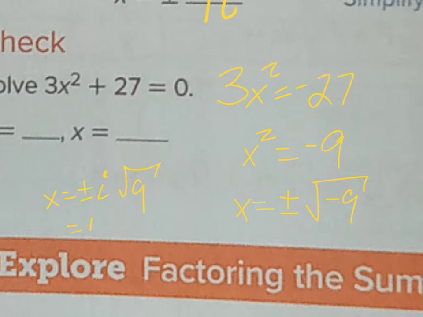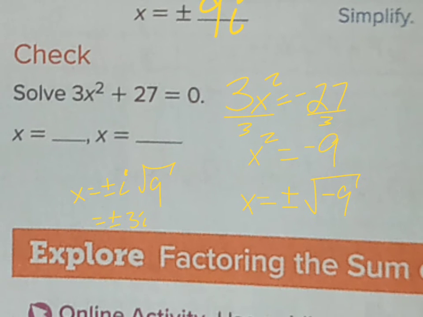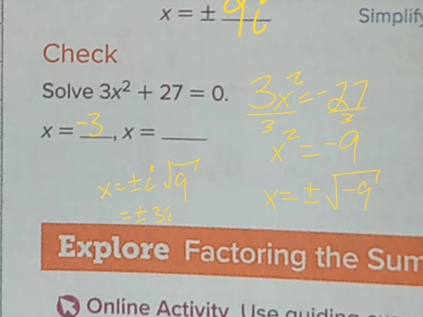I don't understand what you did with the 3. Divided by 3. Divide by 3, yeah. Is that good? Okay. So then here's our two answers: negative 3i and positive 3i.